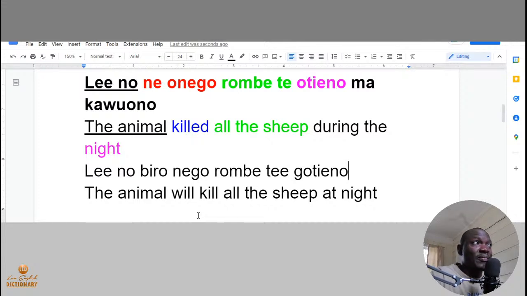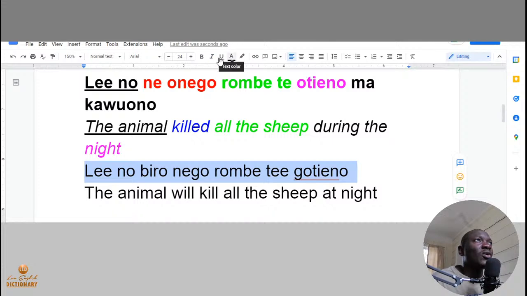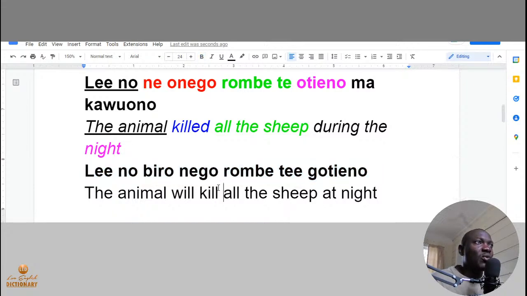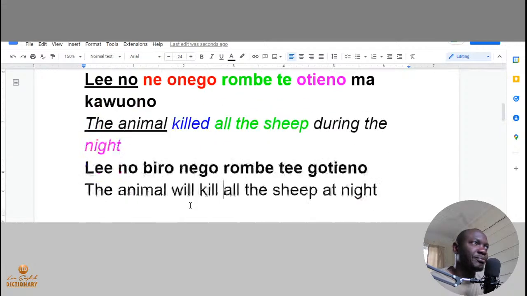So you see the difference. This one now becomes leno biro nego rombe te gotieno. So the animal leno biro nego will kill. So that is something that will happen in future. So when it will happen in future, you always use the word biro. Biro is something that is coming, it will come in future. So biro nego rombe te gotieno. So I hope this gives you a difference of what the two are.